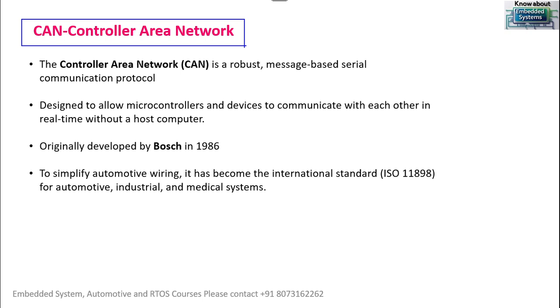If you take a moderate, medium range car, you will find at least 8 to 10 different ECUs. And if you take modern cars like Audi, Benz and so on, you will find more than 20 different ECUs. So how will the communication happen between these ECUs? The communication will happen with the help of the CAN protocol. So the CAN protocol plays a very important role in ECU to ECU communication.